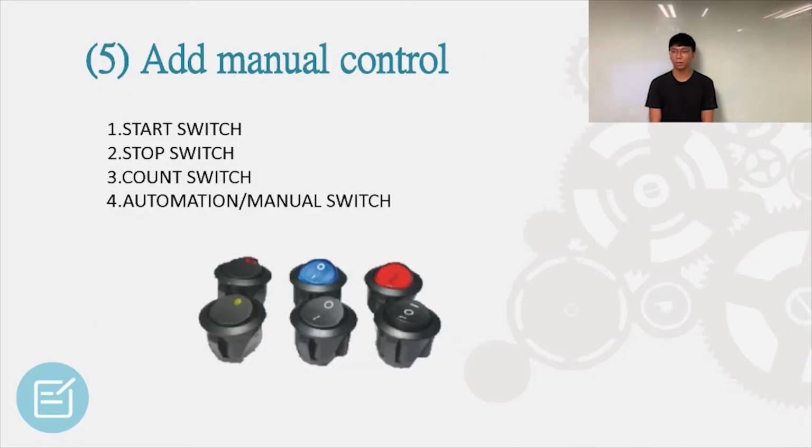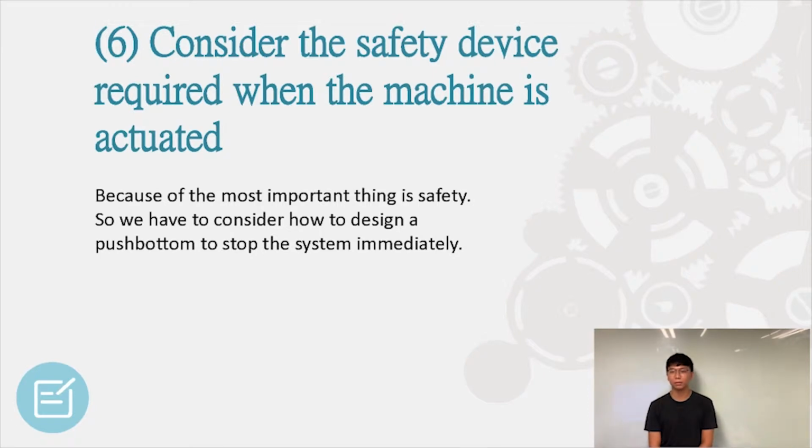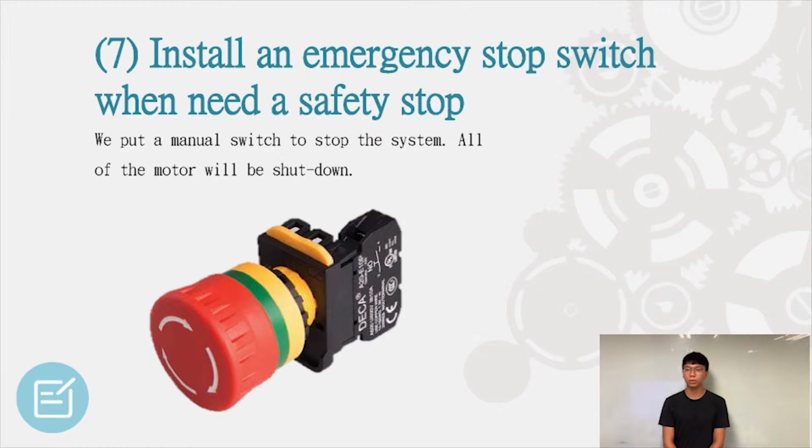For the manual control, we have a start switch, stop switch, counter switch, and automation/manual switch. Consider the safety device required when the machine is active. Because the most important thing is safety, we have considered how to design a push button to start the system immediately. Install an emergency stop switch when a safety stop is needed. We put in a manual switch to stop the system, or the motor will be shut down.